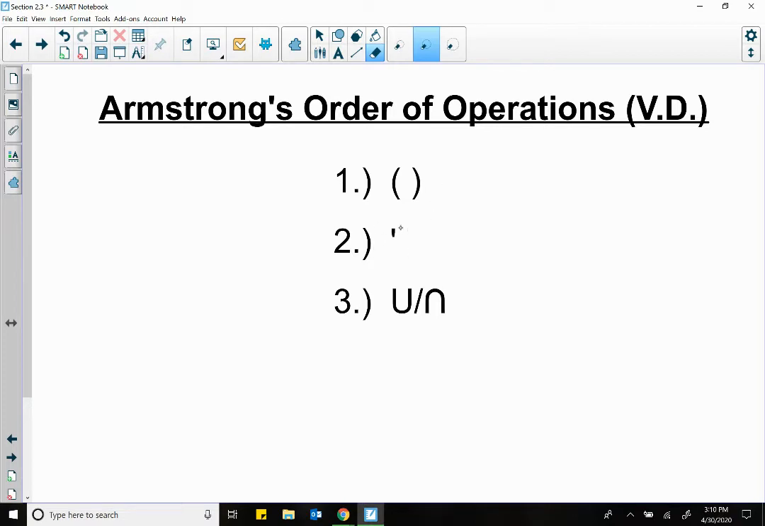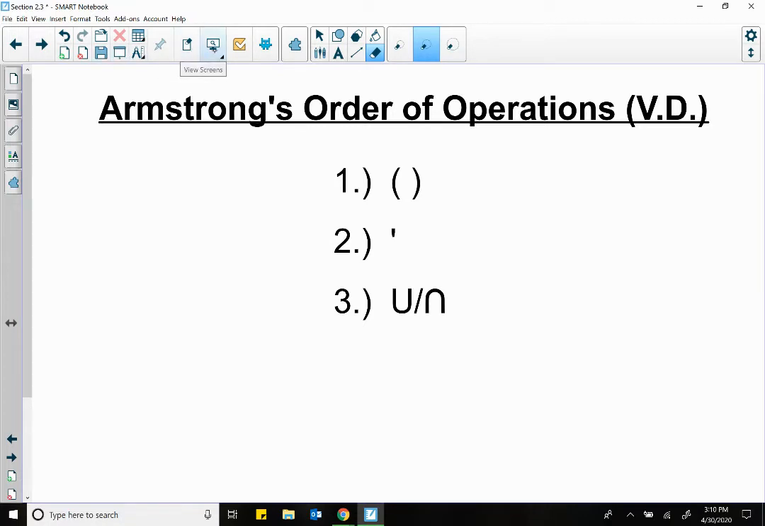Then, take care of your complements. And then take care of unions and intersections from left to right. Just like normal order of operations. We always work left to right. Okay, so these are Mr. Armstrong's order of operations. I promise you, if you follow these 3 steps, you will be able to tell me the roster of any set given to you. Promise.